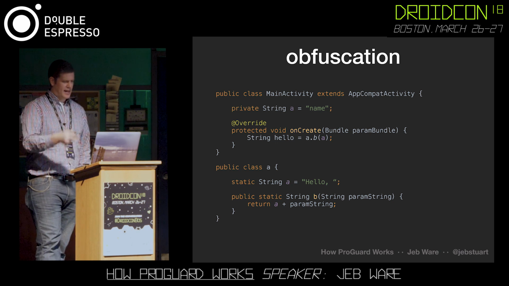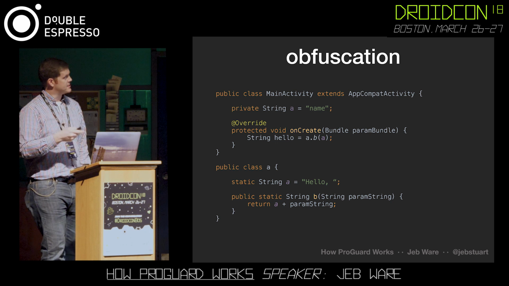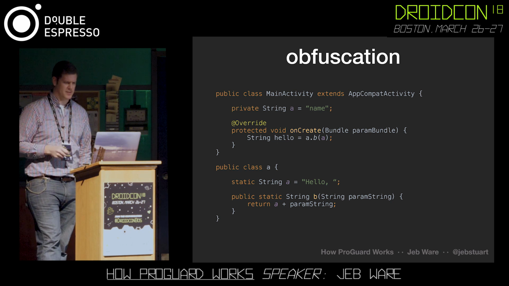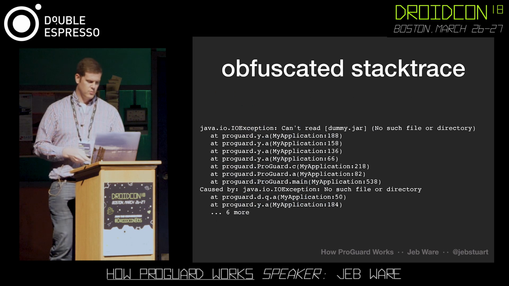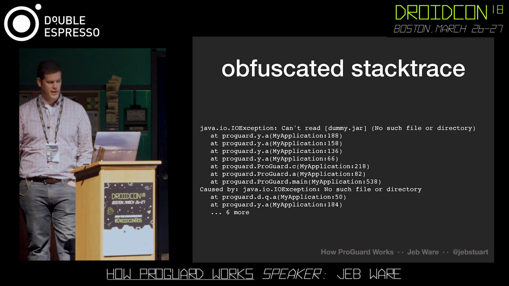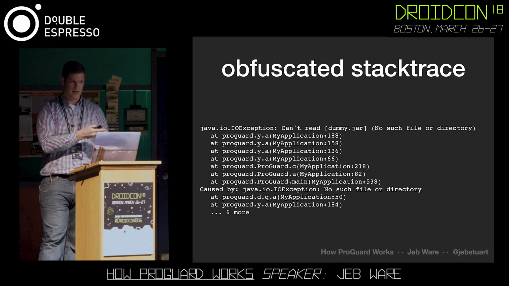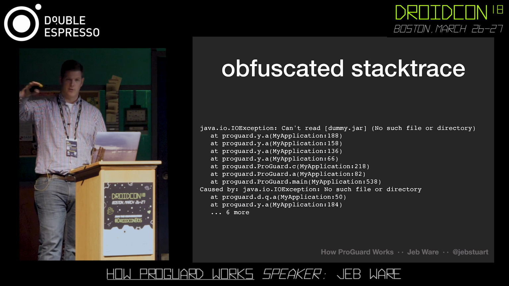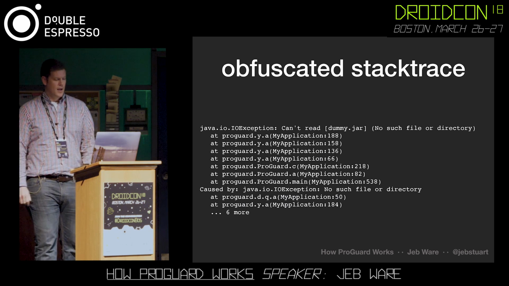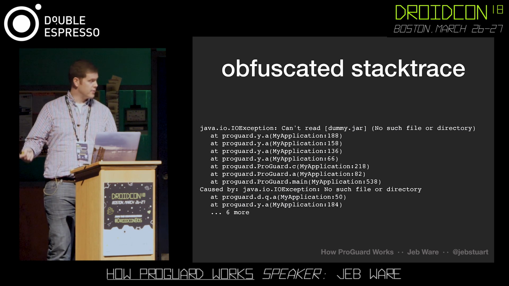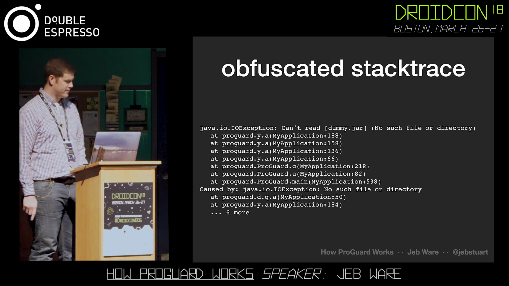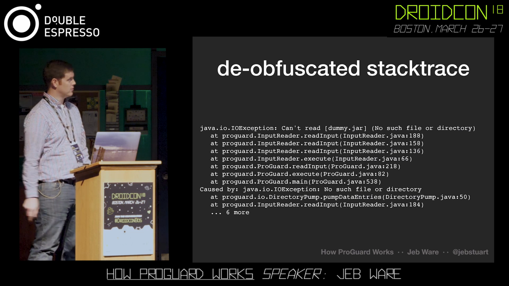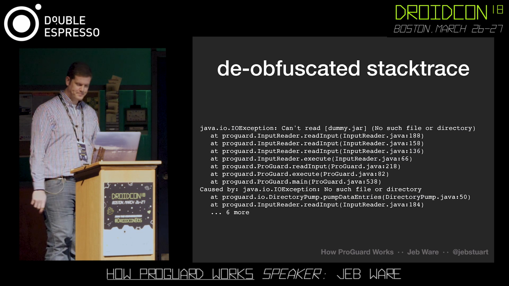So once your code's been obfuscated, I'm going to take a little digression here from the steps that ProGuard was running through to talk about crash reports. If you've got obfuscated code and it crashes, well, if you get any code and it crashes, you get a stack trace that gives you, this function was calling this function, was calling this function. But if your code is obfuscated, those are the obfuscated names, and that's hard to read. What you would rather have is something like this, with your full class names and function names.